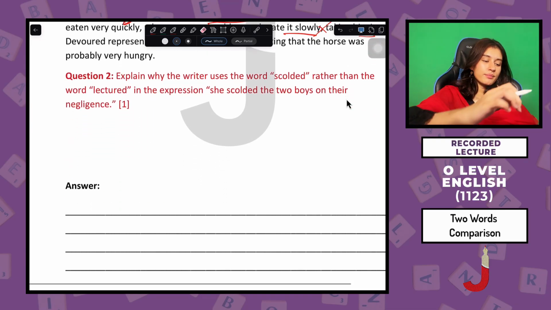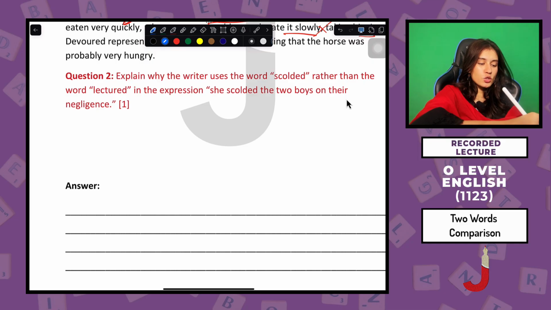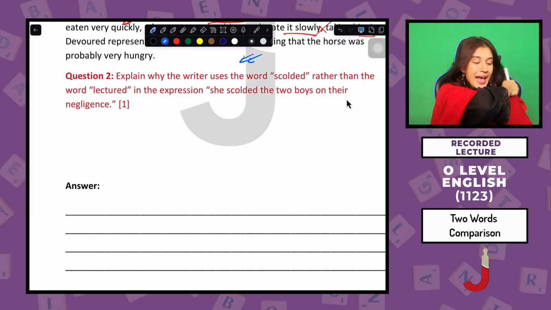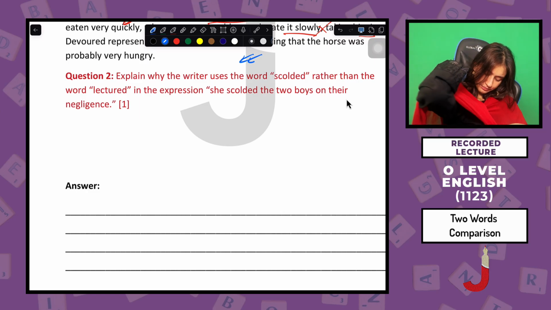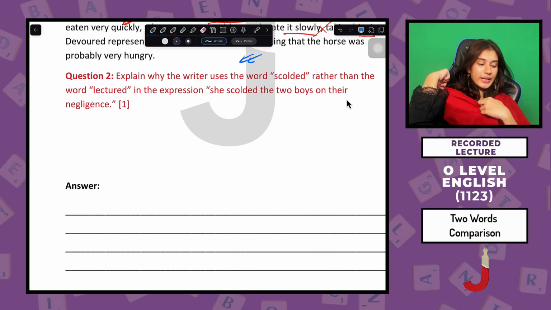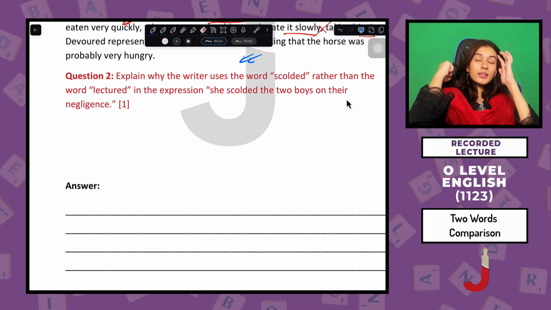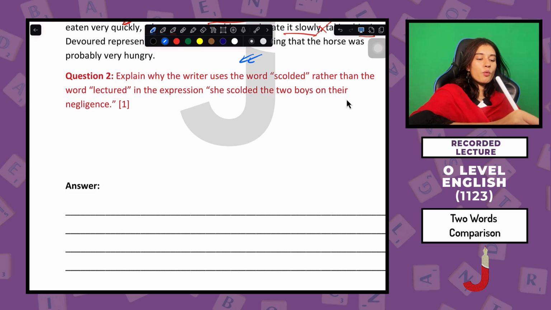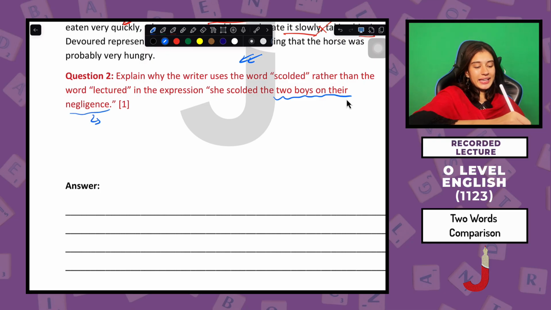Now, the second one, I also want you guys to think about this one on your own. Let's read it. Explain why the writer uses the word scolded rather than the word lecture in the expression: She scolded the two boys on their negligence. So, negligence means carelessness.